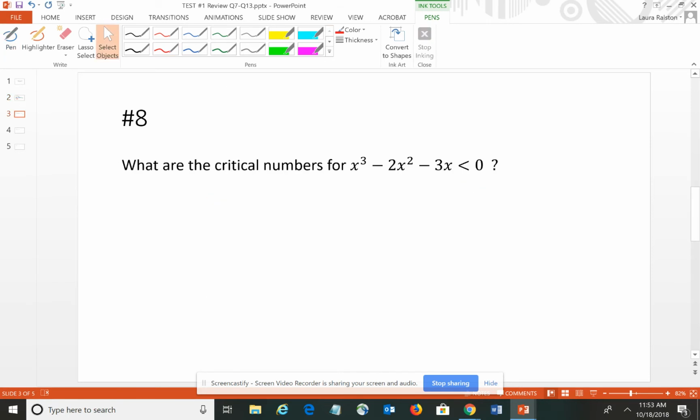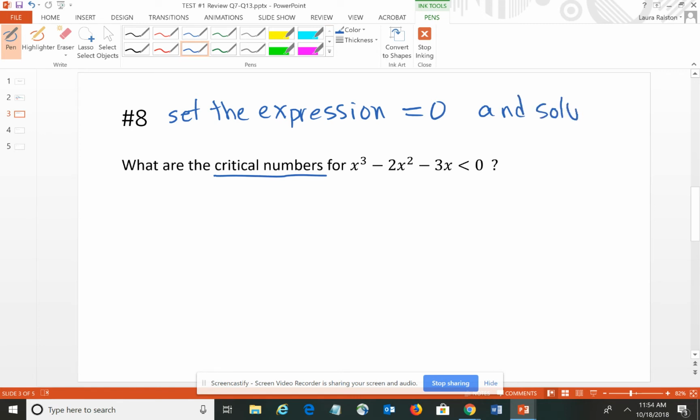All right, number 8 says, what are the critical numbers for the inequality x cubed minus 2x squared minus 3x less than 0? Okay, the way to find the critical numbers for an inequality is you set the expression equal to 0 and solve. So I'm going to take x cubed minus 2x squared minus 3x, and I'm going to set it equal to 0.